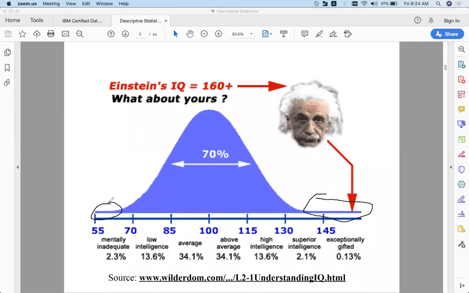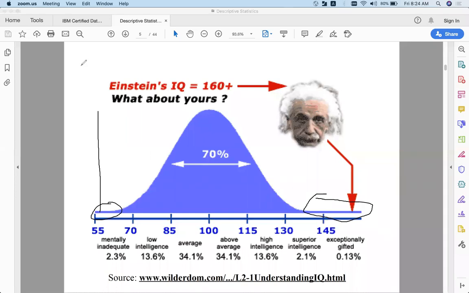This graph has an x-axis and a y-axis. The y-axis is the frequency, the number of people. The majority of the people are... is there a question? Yes. The question is what the axes are: on the y-axis is the frequency, and on the x-axis is the IQ.